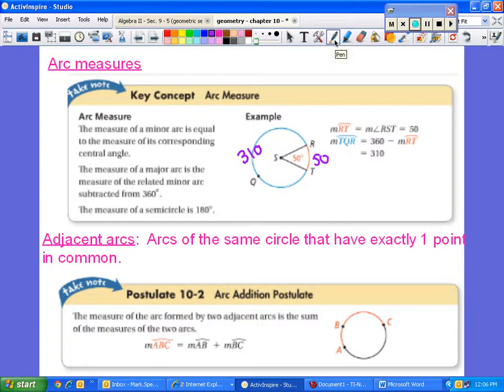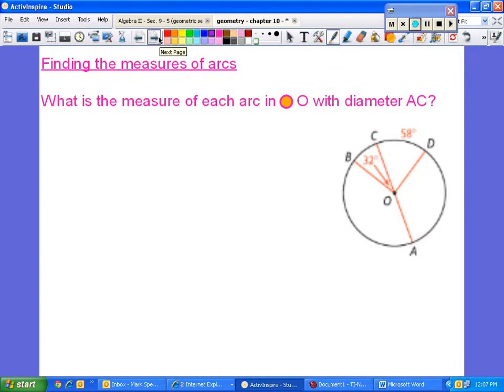Anybody not get this down yet? Okay. So now, this is a very typical problem. You're going to be given a circle with different information, and we want to know the measure of all the arcs. Now, of course, the easiest one is the one they start us off with. So we know that CD equals 58.